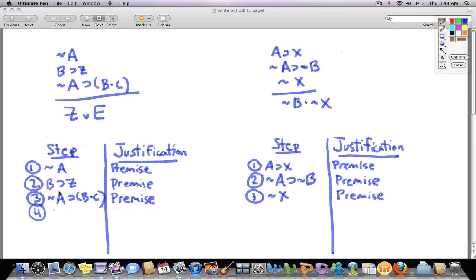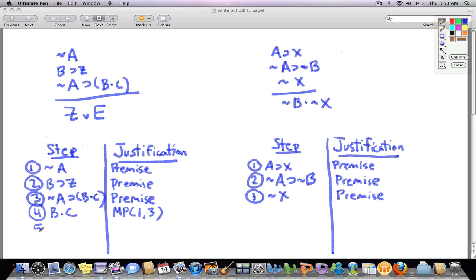From the working forward kind of thing, we see that in lines 1 and 3 we have a modus ponens. Line 3 is an if-then. Line 1 gives us the antecedent of that if-then. So we can say, by the modus ponens, the consequent of that if-then, which in this case is B and C. So I can start by saying B and C, modus ponens, lines 1 and 3.